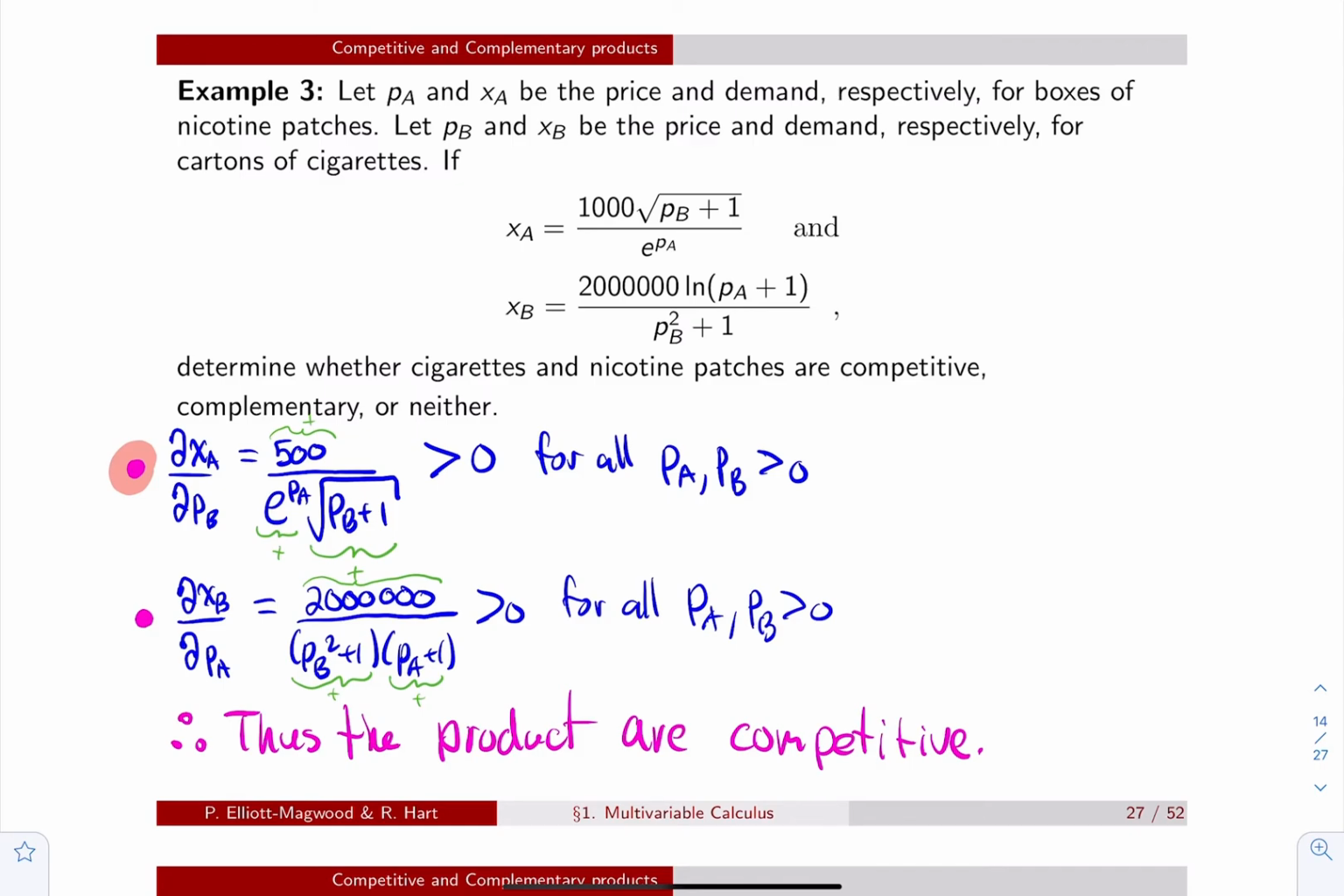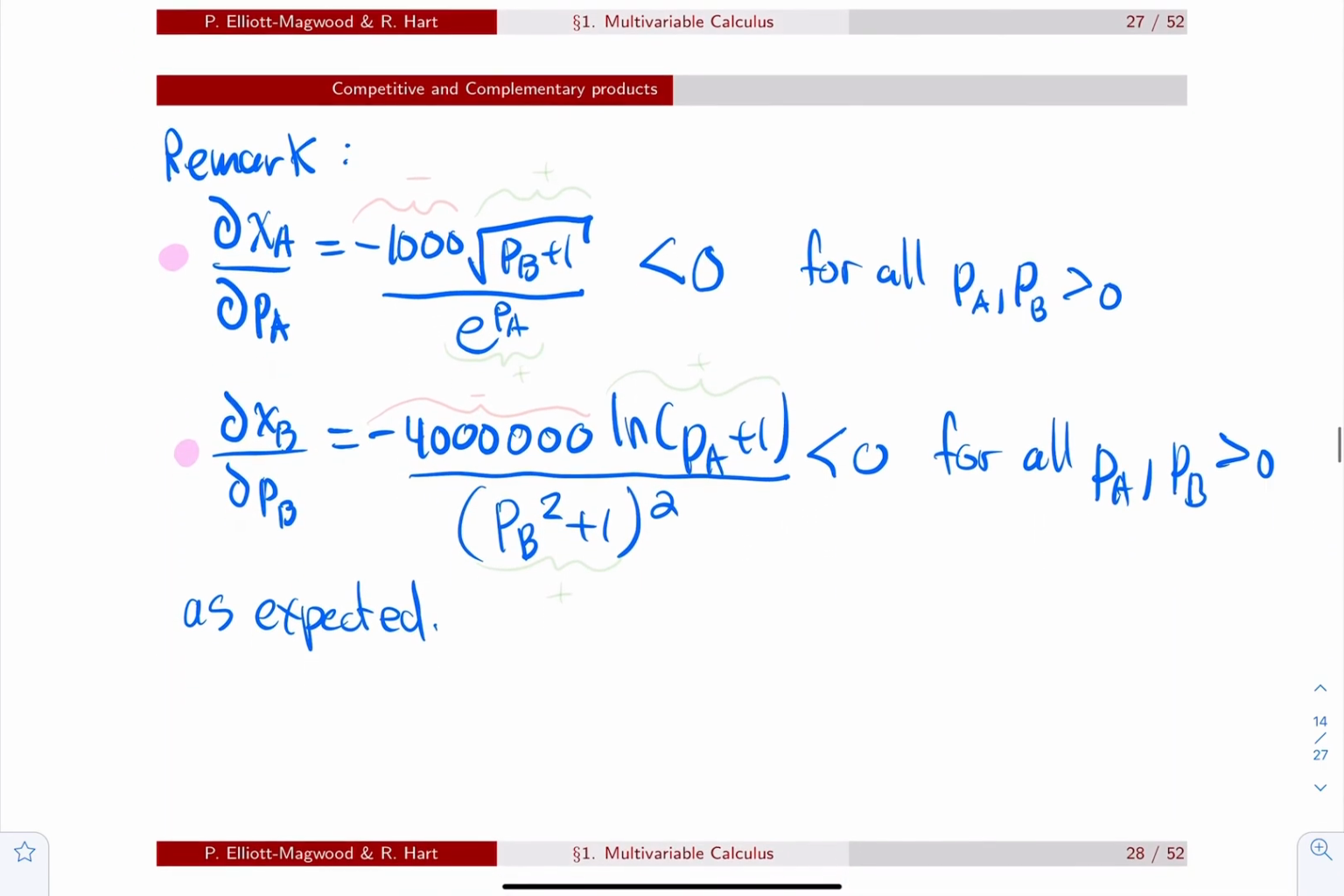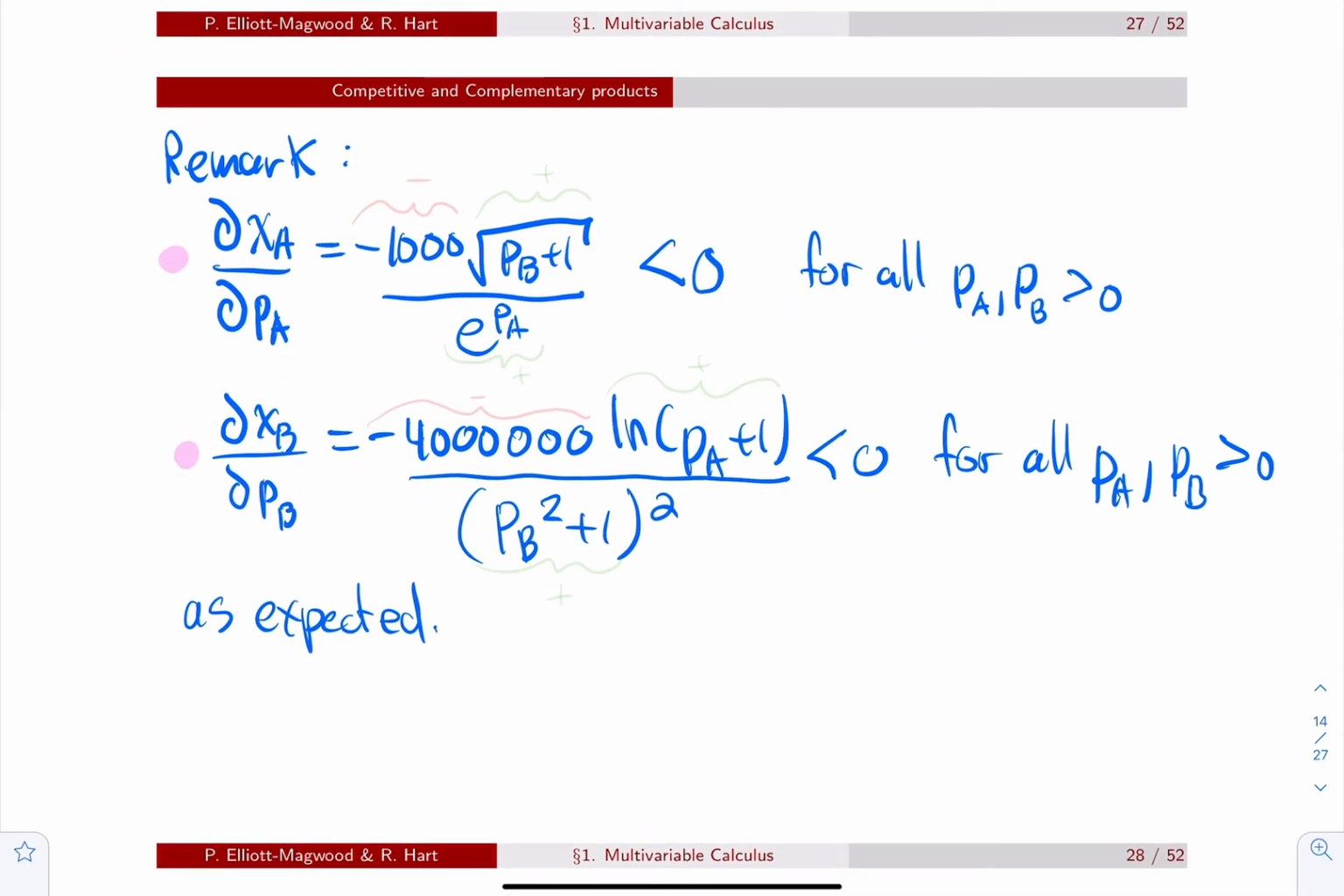So just to conclude this section, one remark here. This is not part of the solution of that question. If the question is asking you to check if two products are complementary or competitive, there's only two partial derivatives to compute. But here's something that is pretty sweet. If your models are done correctly, what happens if you compute ∂XA/∂PA and ∂XB/∂PB? You're expecting both partial derivatives to always be strictly negative. And you can do this here. So as an exercise, again, those are nice questions.